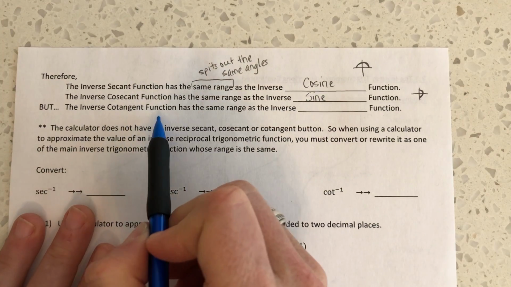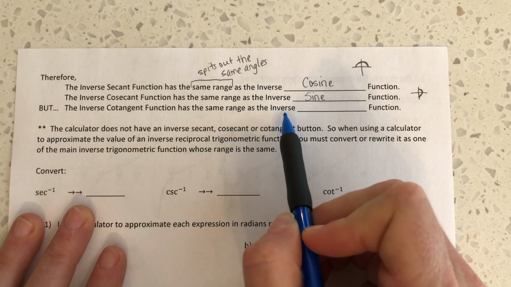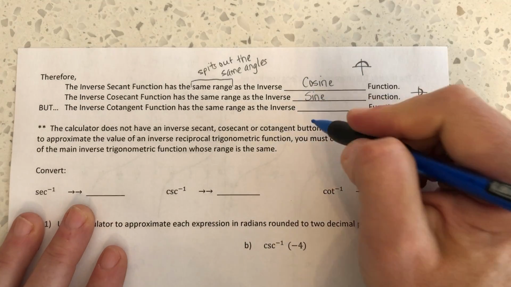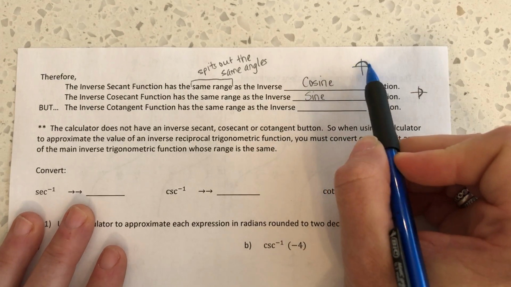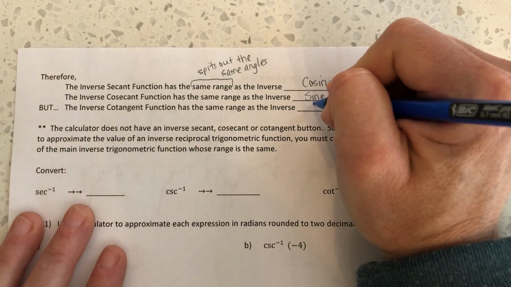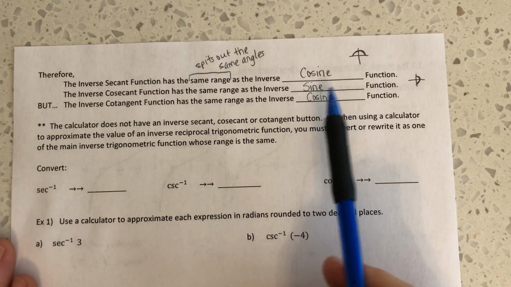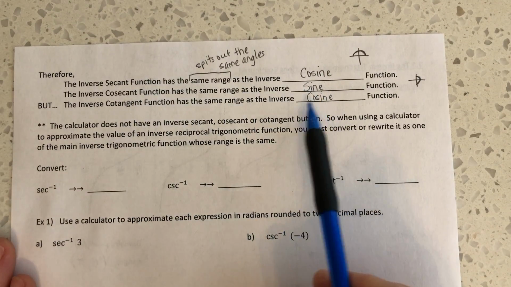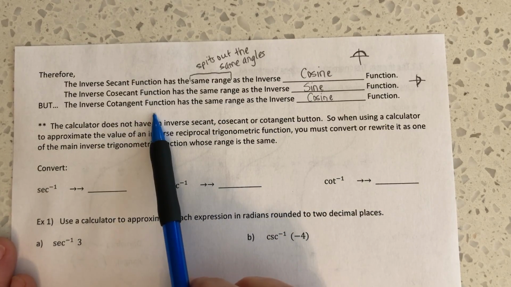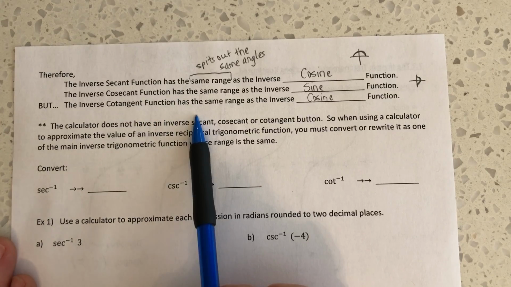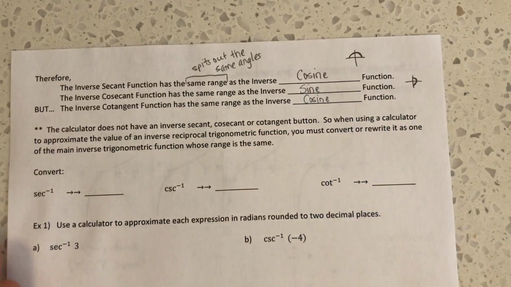But the inverse cotangent function has the same range. It spits out the same angles as the inverse, not the tangent, remember? The inverse tangent spits out angles in 1 and 4, but the inverse cotangent spits out angles in 1 and 2, just like the inverse cosine function. All right, so it's because of that behavior, because the inverse cotangent acts just like the inverse cosine, you're going to turn inverse cotangent function problems not into tangent problems, not into inverse tangent problems, but into inverse cosine functions or problems, okay?